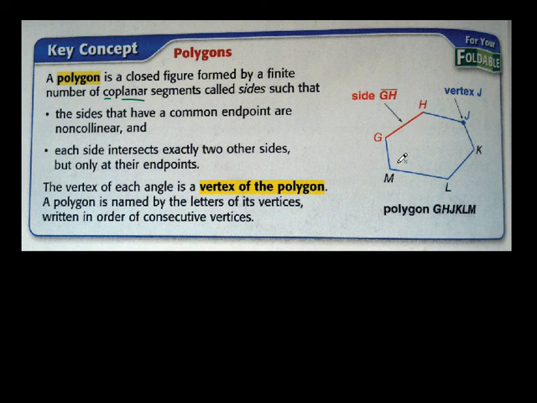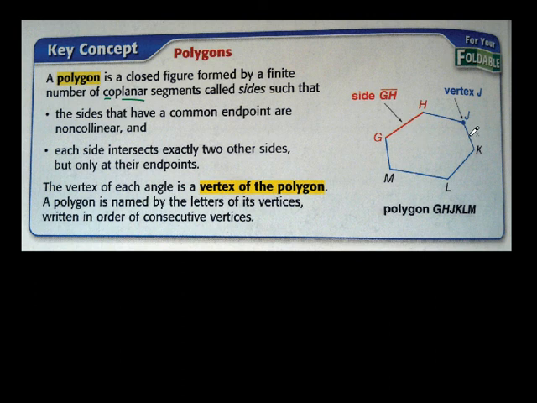So what do we have so far? It's a closed figure with no gaps, a finite number of sides, you can count how many sides there are, it doesn't go infinitely, and the segments are coplanar. So each of these segments is on the same plane, you can count them up, and they have a beginning and an end. They don't keep on going forever in any direction. These are all called sides. So this thing right here, GH, is a line segment, that's why they put that little line over the top of it, but we call it the side of a polygon.